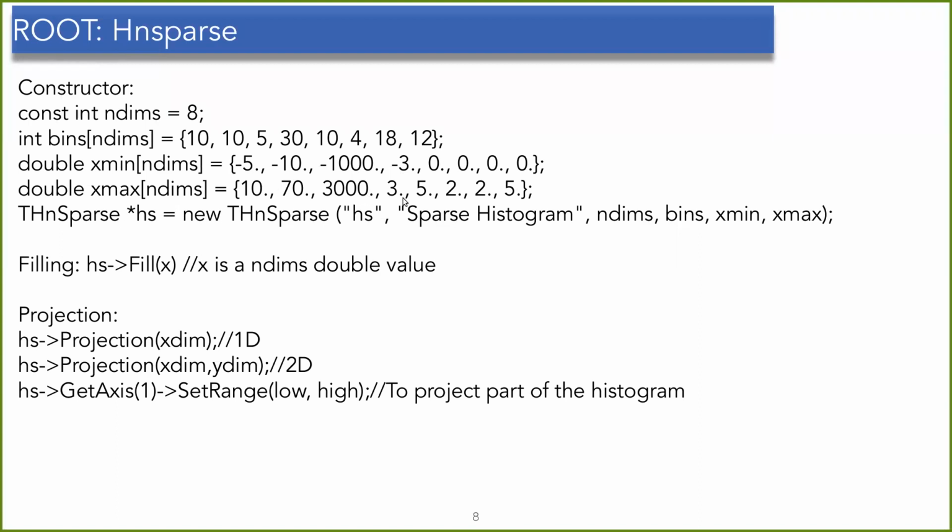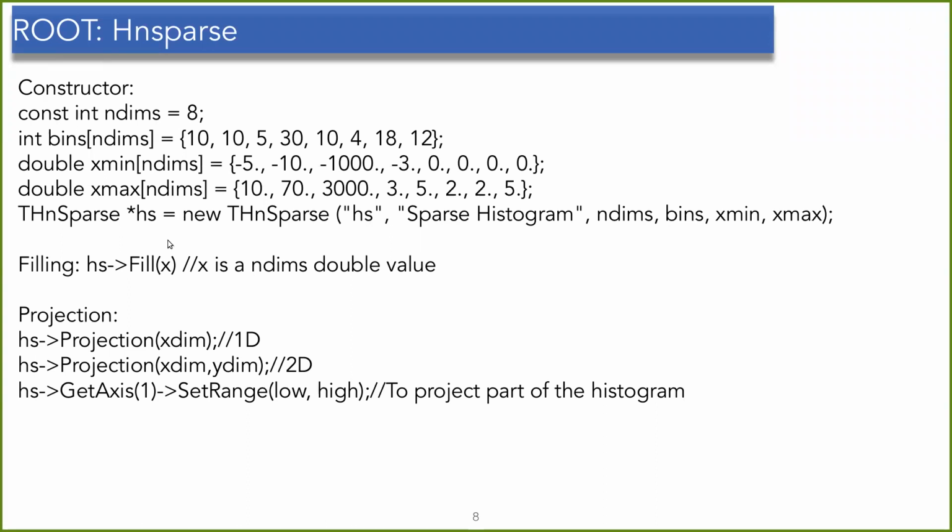Now you can also fill this THnSparse using Fill, and in the argument you need to give a double value, that is the x. So this double value is basically the n-dimensional value. For example, here is an eight-dimensional array, and each position corresponds to the value of the variable of each axis.